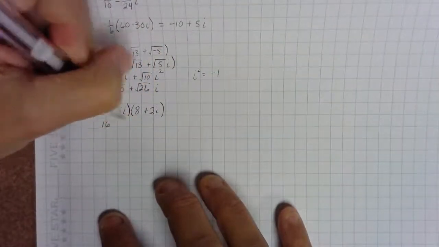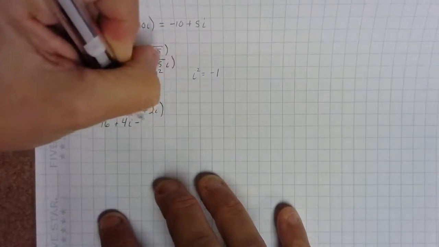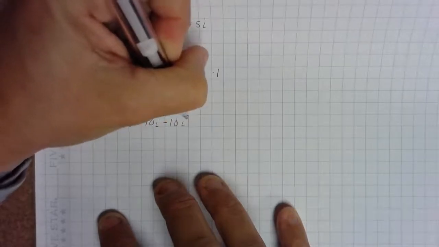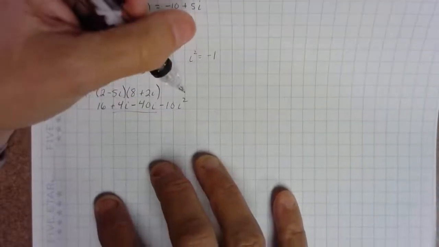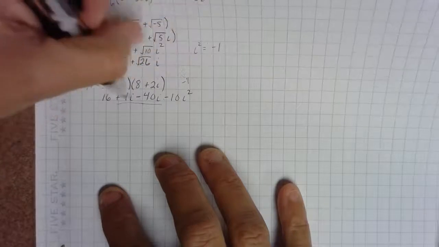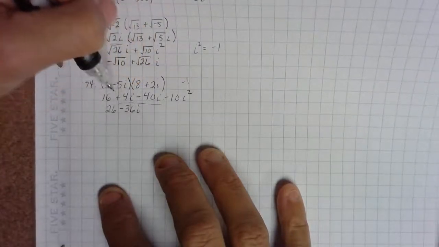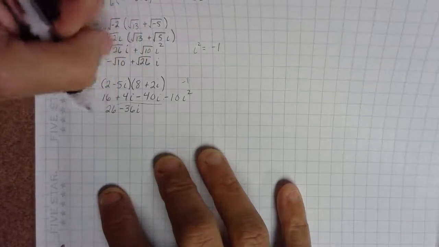Firsts, 16. Outsides, plus 4i. Insides, minus 40i. Lasts, minus 10i squared. So you do have some like terms right there. And then this guy can become, that's a negative 1, so it'll become a plus 10. So you end up with 26 minus 36i. Let me find it. Yep. Very good.